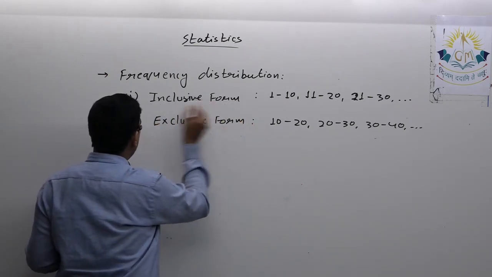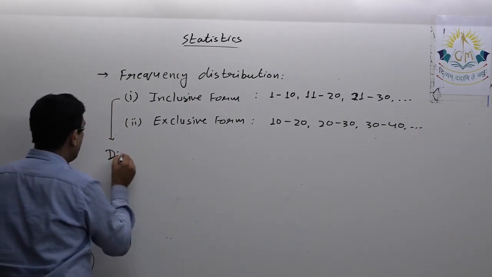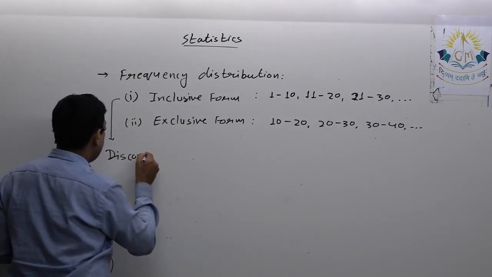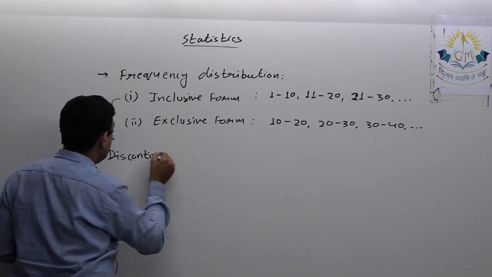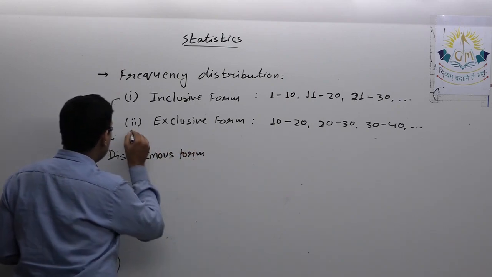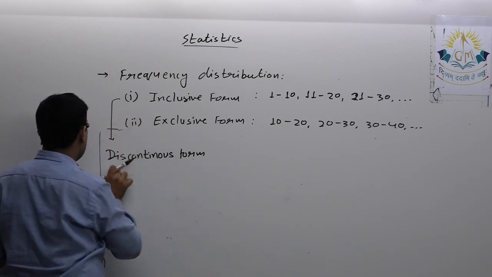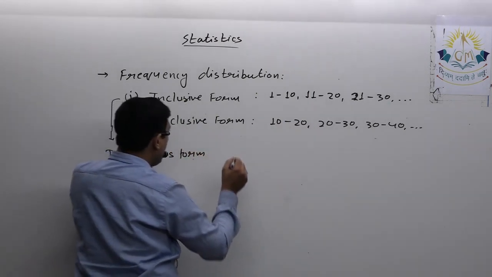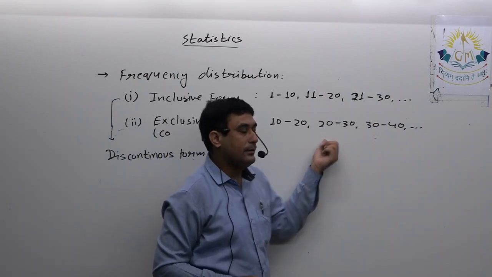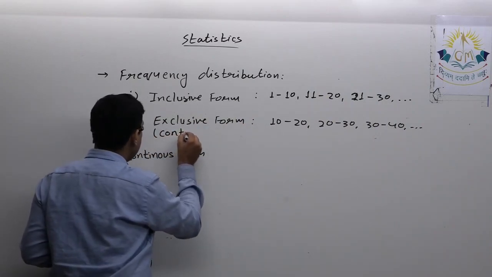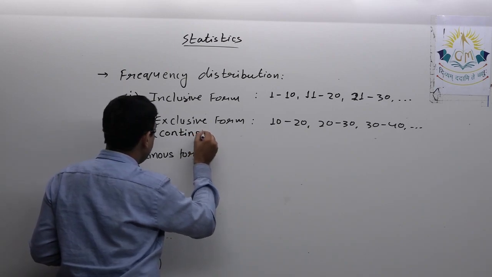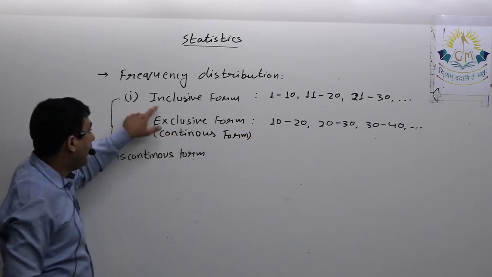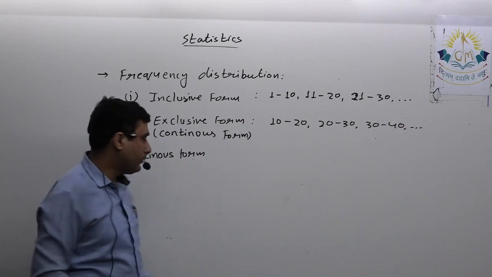One thing more, this inclusive form is actually called discontinuous form. You can say it is not continuing, so it is called discontinuous form. And this exclusive form is called continuous form. Here you can see it is called continuous form, since the first class and second class continue from where the previous one ended.